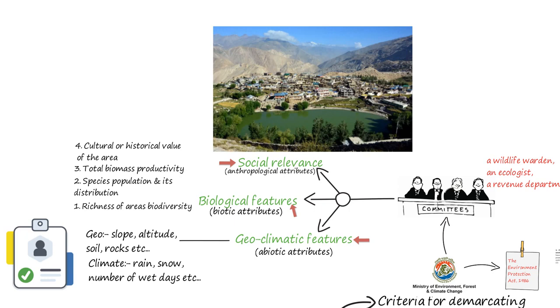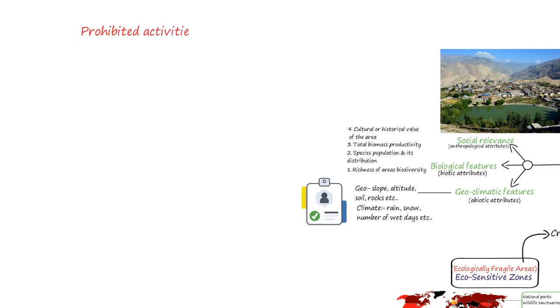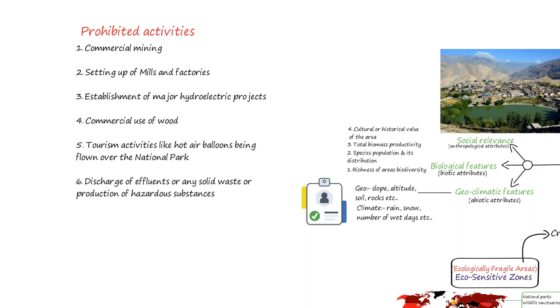Now we'll see the activities that can or cannot be carried out in eco-sensitive zones. Some of the prohibited activities are commercial mining, setting up of mills and factories that can cause air, water, soil, or noise pollution, then establishment of major hydroelectric projects, then commercial use of wood, tourism activities like hot air balloons being flown over the national park, or discharge of effluents or any solid waste or production of hazardous substances.